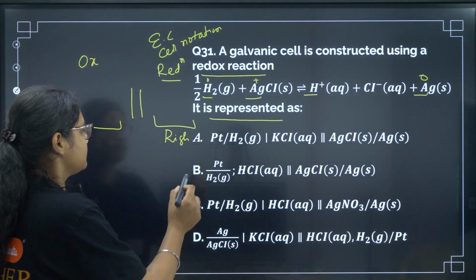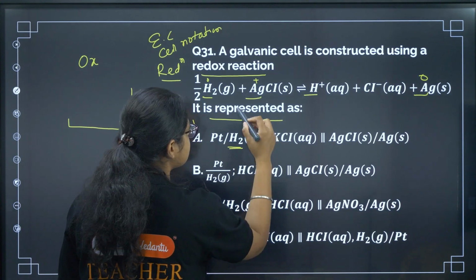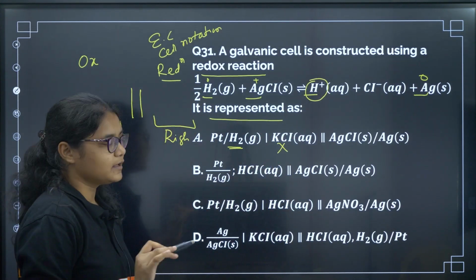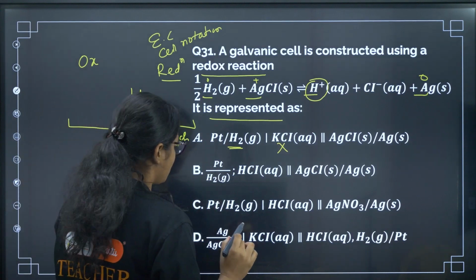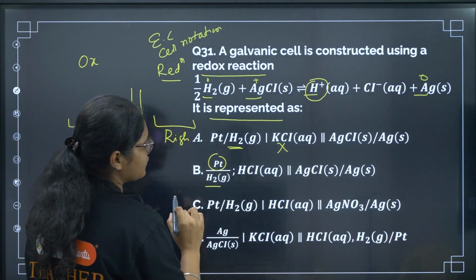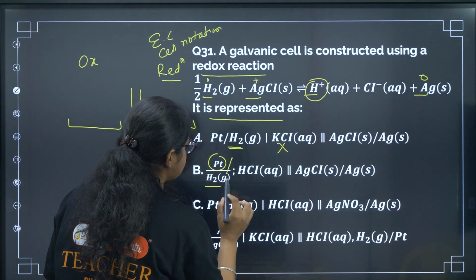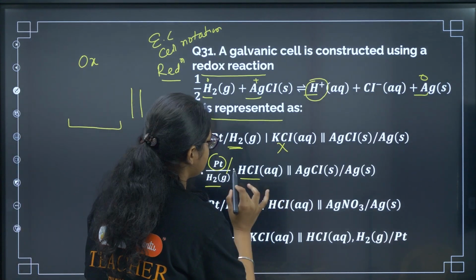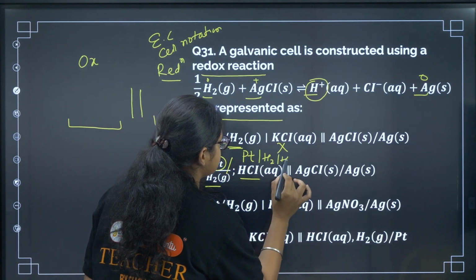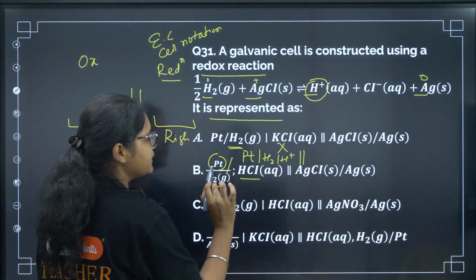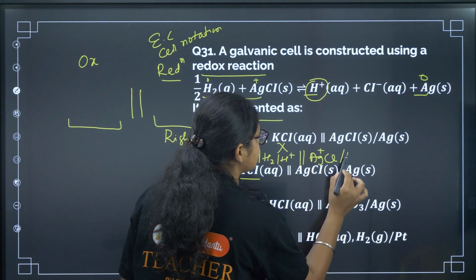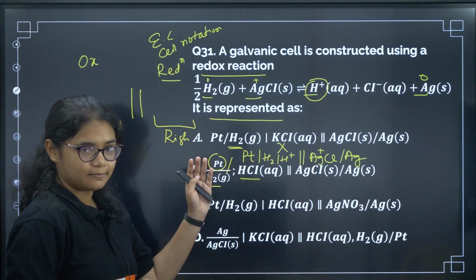Now we have, see, this hydrogen is getting oxidized to H plus, right? So that's why there will be no KCl here. So we can eliminate the first option. Now if you check here platinum by H2 is given. So it should be written like this, Pt|H2|HCl, okay, so H2 is getting converted to H plus. Then we have salt bridge. Here you can see AgCl is getting converted to Ag. So this can be the correct answer.